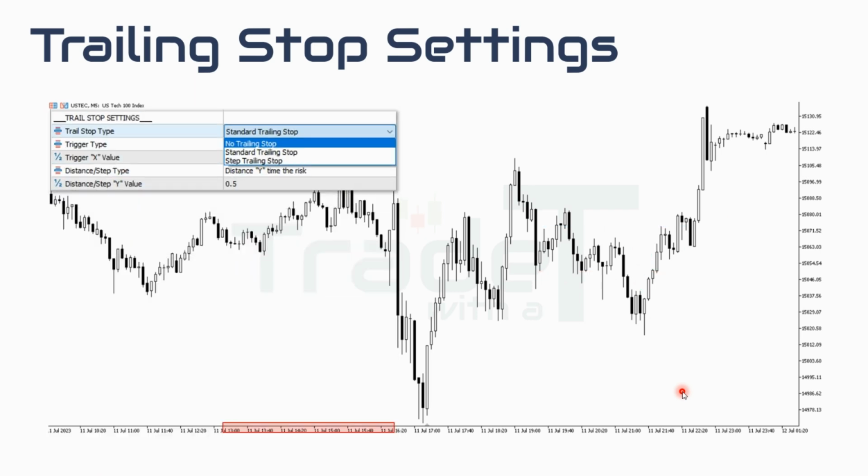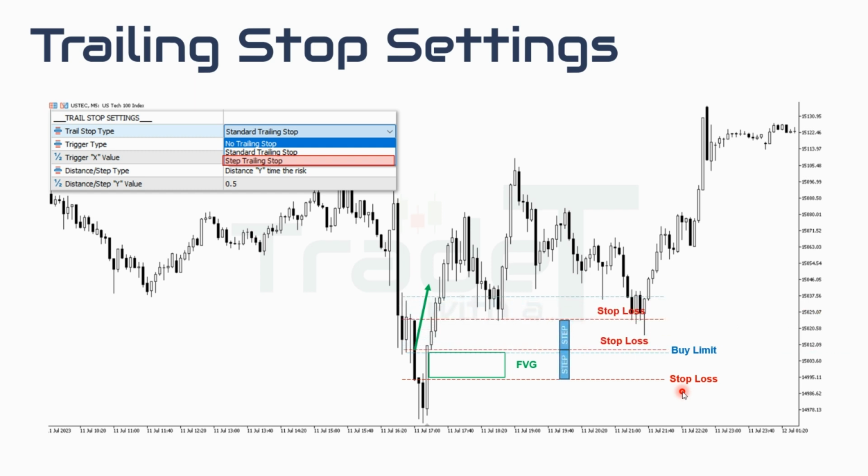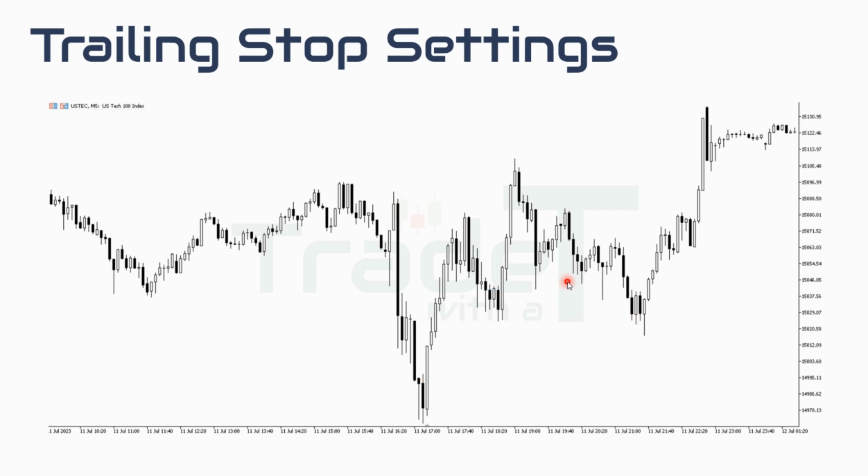Another way is to use a step trailing stop. The idea is to move the stop loss in this case, but not on every tick. We wait for a certain step or a certain distance to be created. So if the price is moving up, whenever we have the equivalent of the step size, the stop loss will be moved. We move one step, another step, a third step, and so on. So those are the two ways to do trailing stop in this EA, standard and step trailing stop.